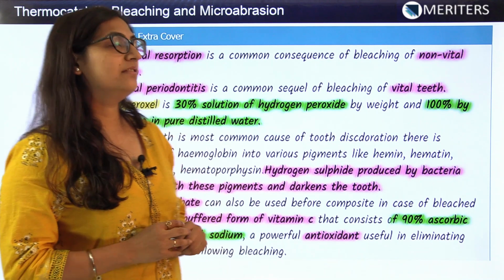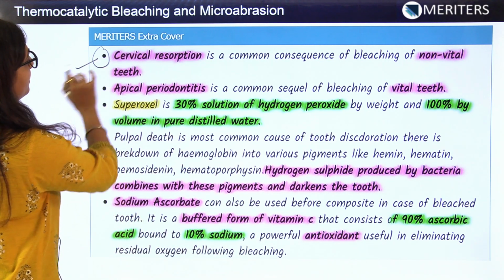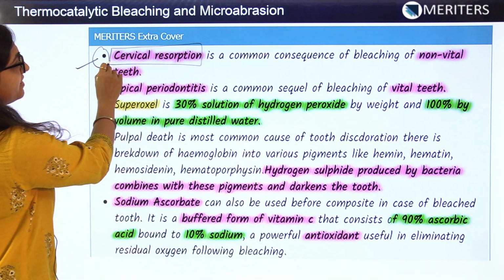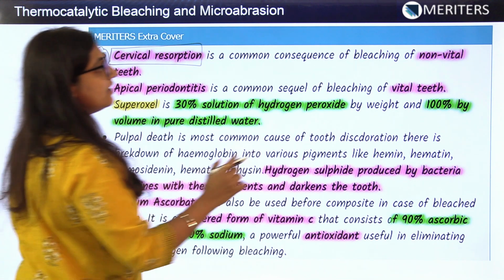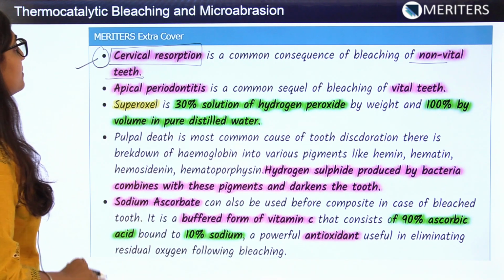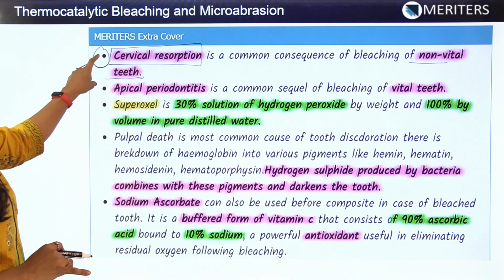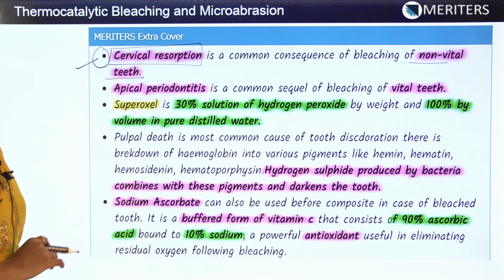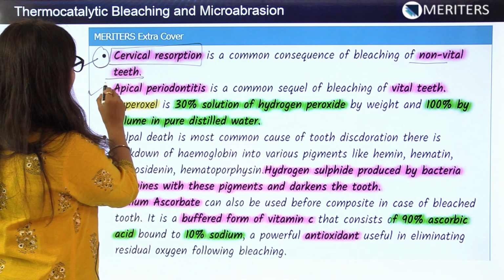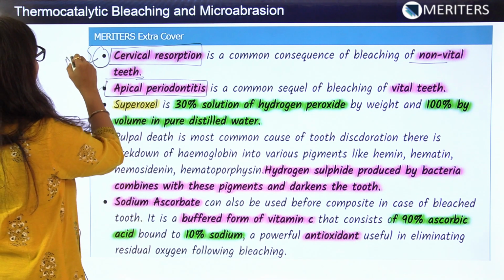Let's study Meritor's extra cover points, which are very, very important for the exam. The first one is cervical resorption. This is the most common side effect or consequence in case of non-vital tooth bleaching. So this is important when you are talking about non-vital bleaching. The most common side effect or consequence is cervical resorption, and for vital teeth the most common consequence is apical periodontitis. MCQs can be asked on both these points.